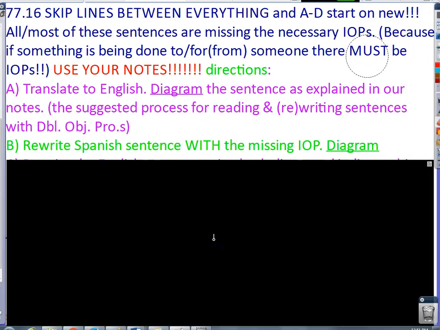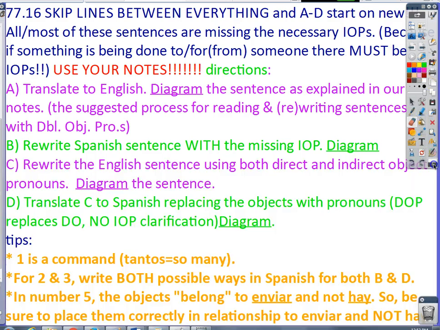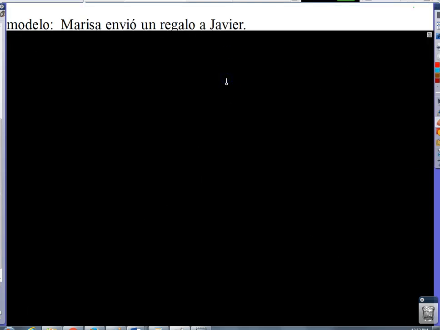And then I go to step B. It says, rewrite the Spanish sentence with the missing IOP. Diagram it. Well, up here in the general directions it says, sorry about that, most of these sentences are missing the necessary IOPs, because if something's being done to or for someone, there must be an IOP. Well, something's definitely being done to or for someone in the sentence, Marissa sent a gift to Javier. So technically speaking, the book sentence is not grammatically correct.